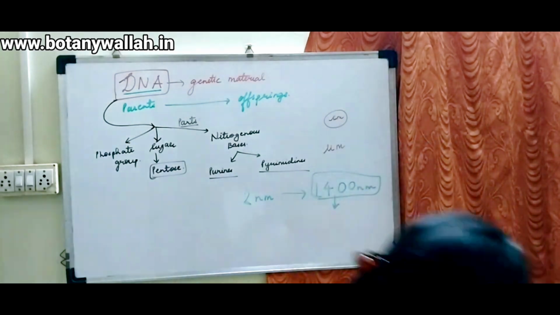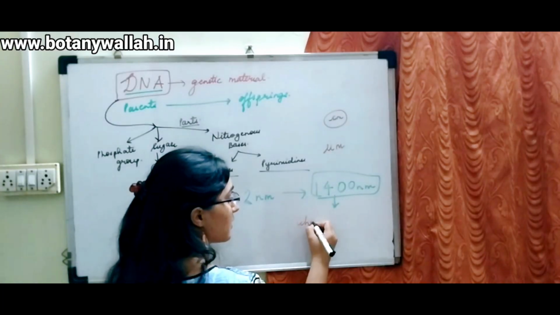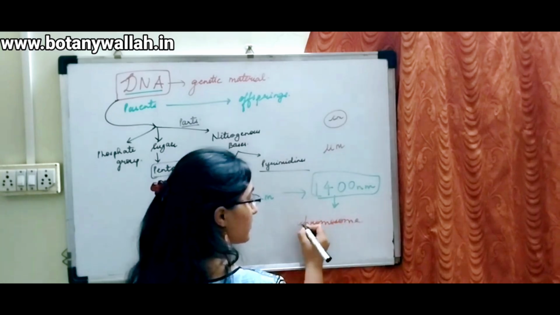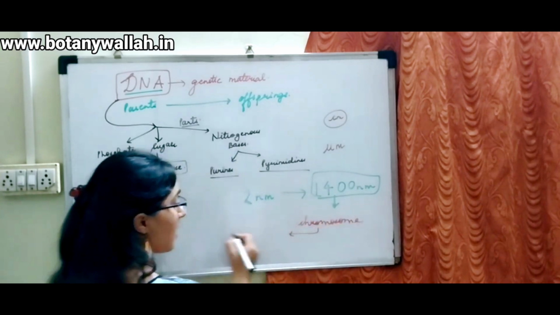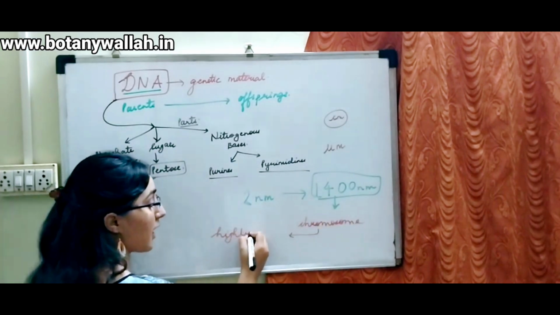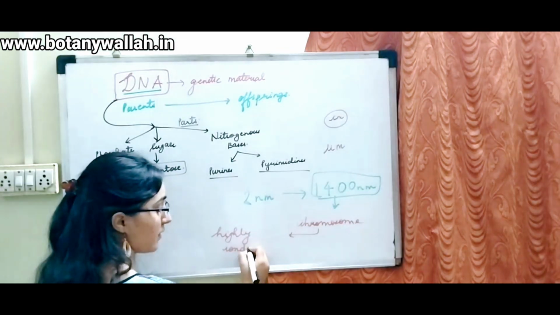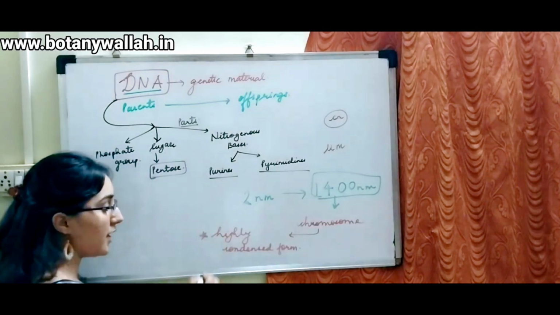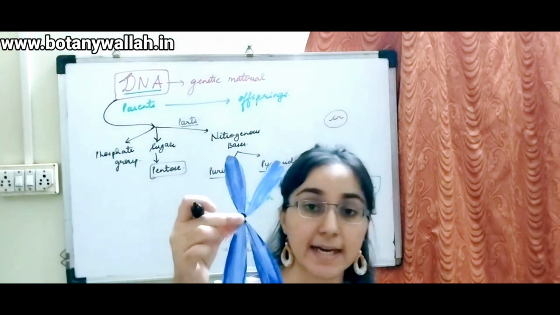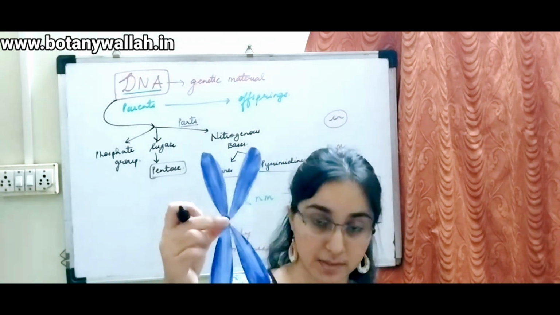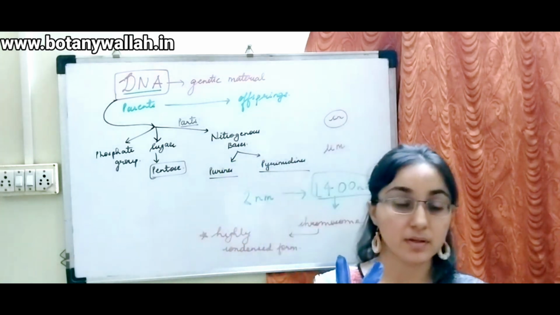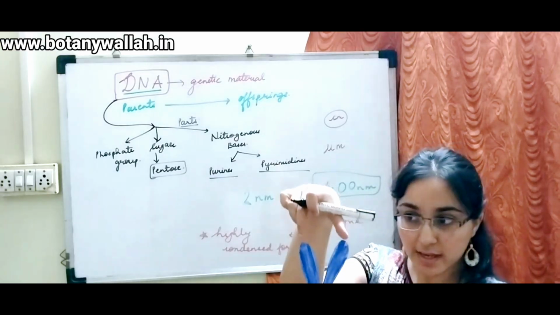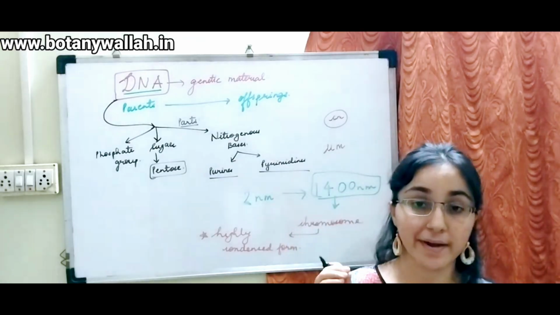I will write here, this is chromosome, and this is the highly condensed form, compact form, highly compact form. So this is about the DNA, 2 nanometer, and this thickness will be 1400 nanometer.